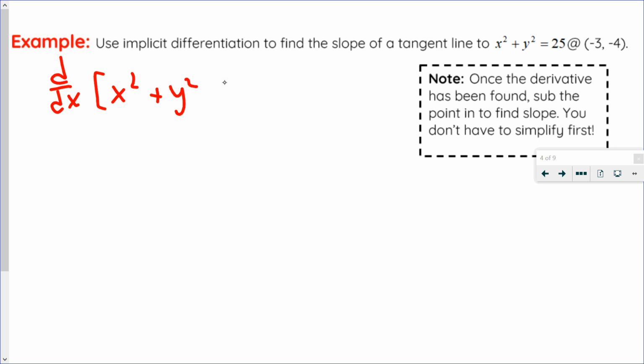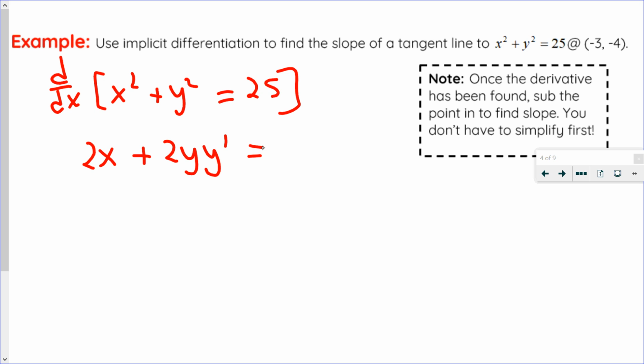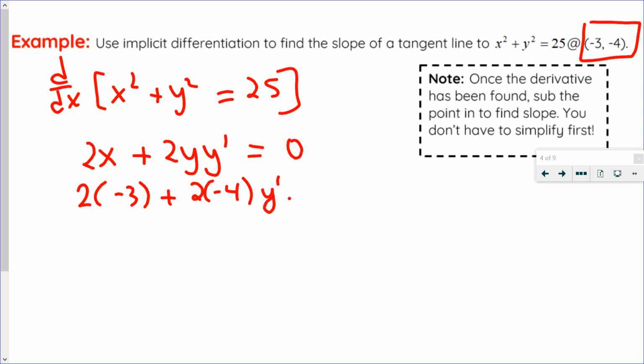Okay, x squared plus y squared equals 25. So take the derivative of both sides with respect to x. This will be 2x plus 2y y prime equals 0. Now, I was given the point (-3, -4), and you saw when we did it explicitly, I only needed my x value. But now that I have y values, I can substitute that in as well. So substitute in x for -3 and y for -4. And then we want to isolate for y prime, which is in fact the slope.